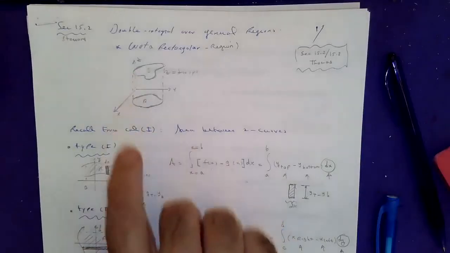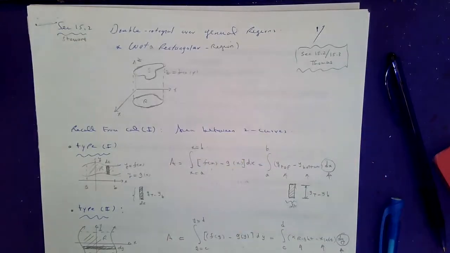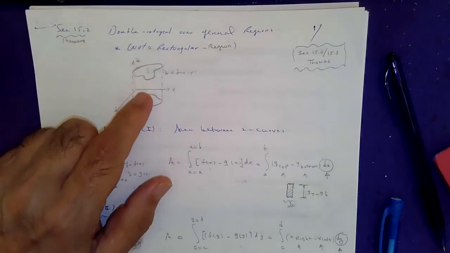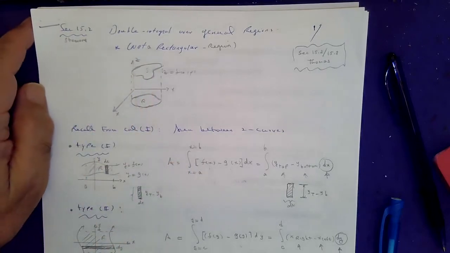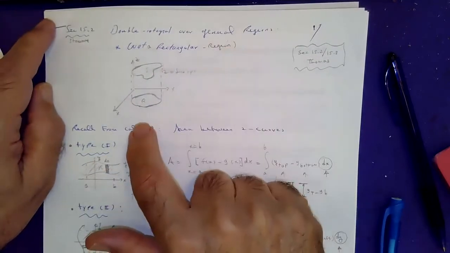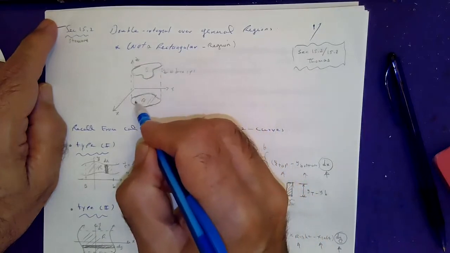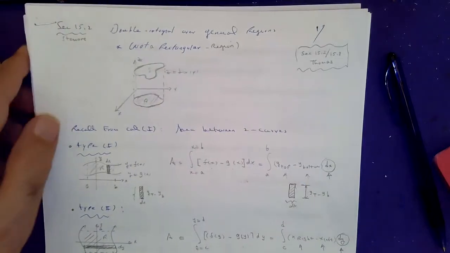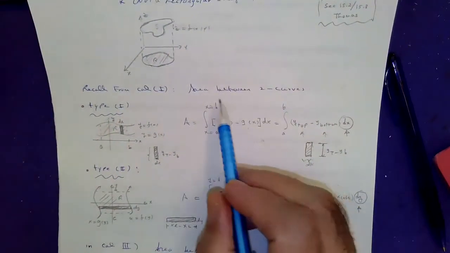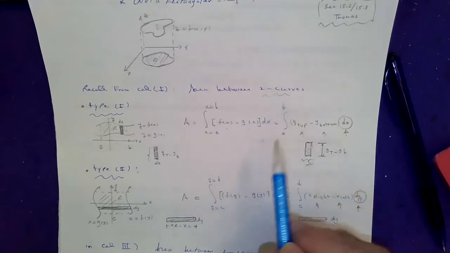Section 15.2 in Stewart's and 15.2 and 15.3 in Thomas's textbook. What if the closed region over which you are performing the double integral is not a rectangular region anymore? What if it's a general region like so? So now what? Well, in that case, we go back to first semester calculus and see how we went about finding the area between two curves.